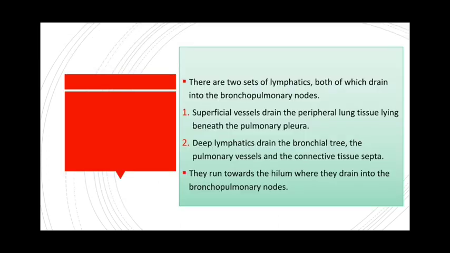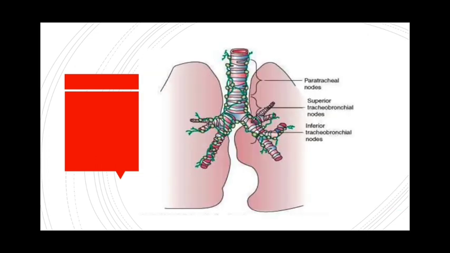Now lymphatic drainage. There are two sets of lymphatics, and both drain into the bronchopulmonary nodes. The first is the superficial lymphatics and the second is the deep lymphatics. The superficial vessels drain the peripheral lung tissue, and the deep lymphatics drain the bronchial tree, pulmonary vessels and connective tissue. Right. So these are the nodes: superior tracheobronchial nodes, inferior tracheobronchial nodes, and paratracheal nodes, found around the bronchial tree.